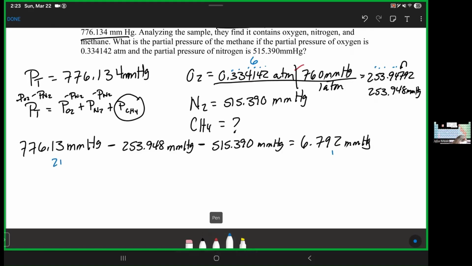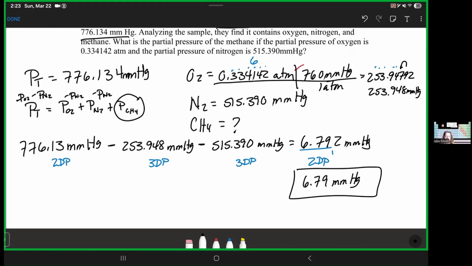And that's all addition and subtraction. So we are at 2 decimal places here, 3 decimal places here, 3 here. And so I'm going to have 2 decimal places in my answer. So that's going to be 6.79 millimeters of mercury. Okay.